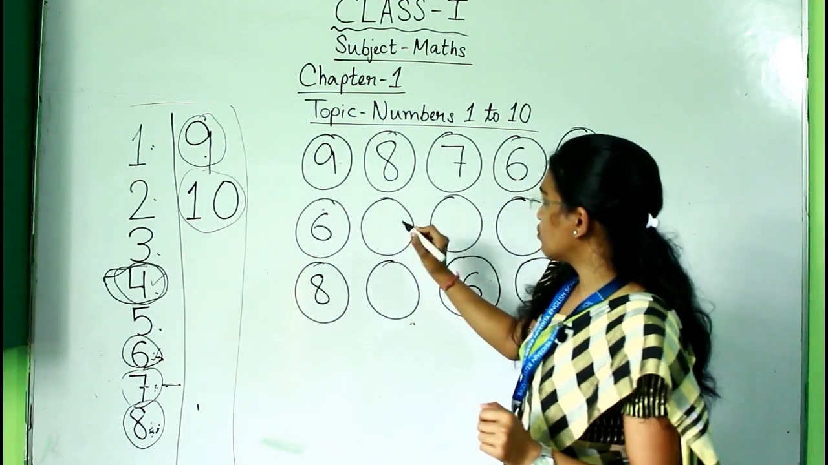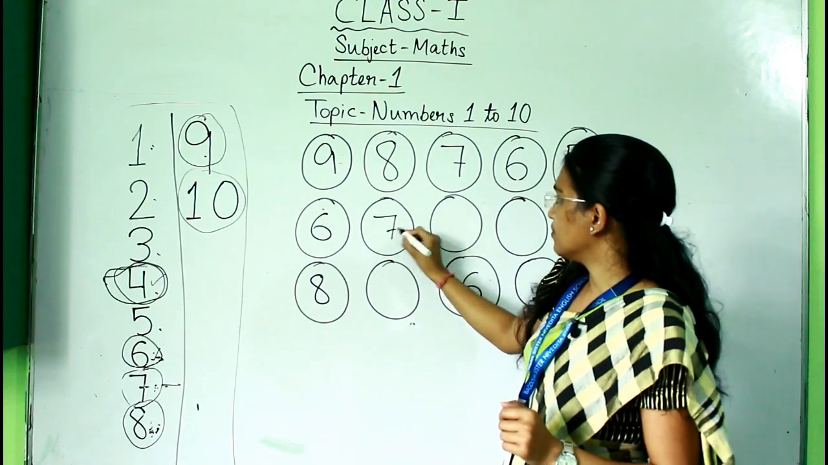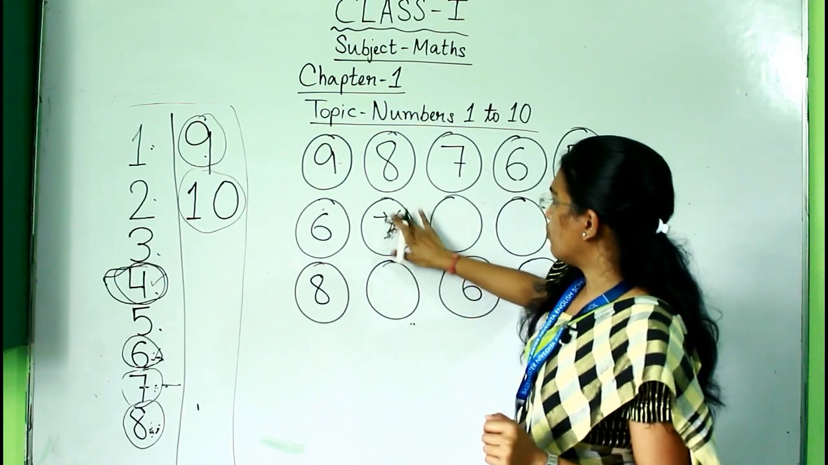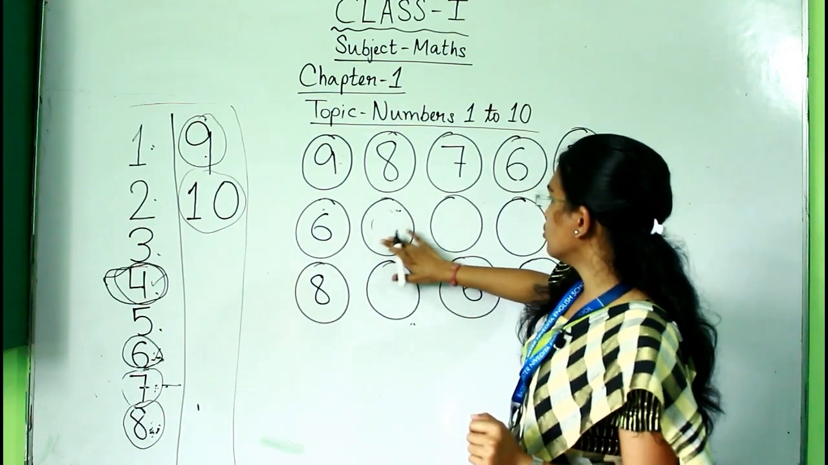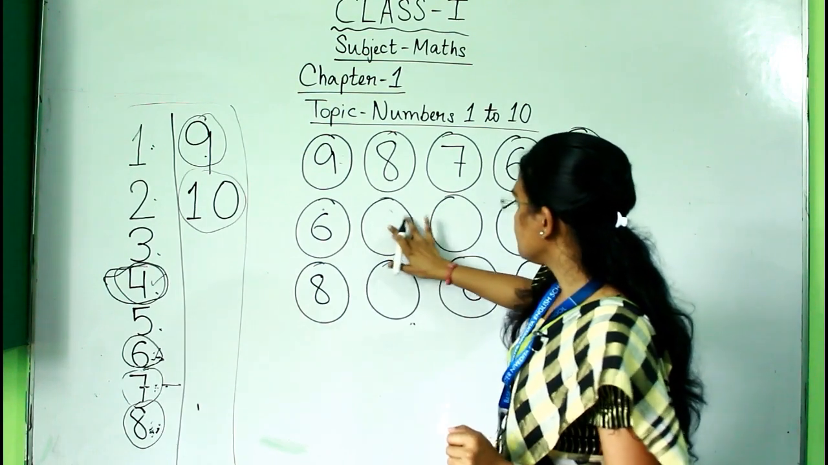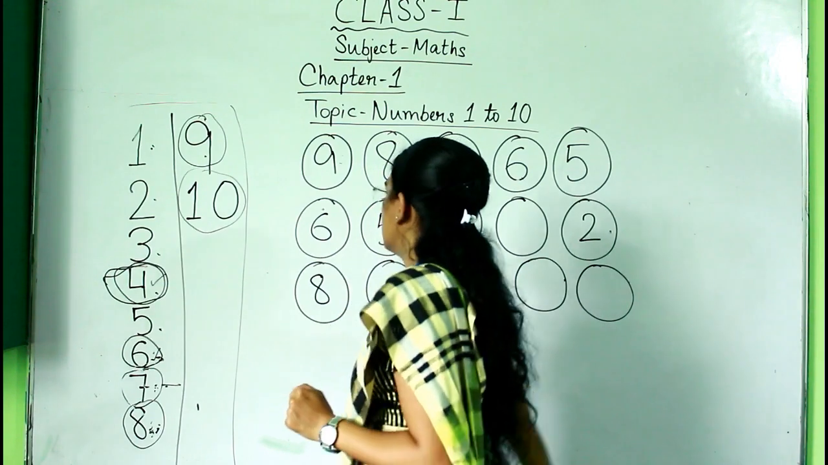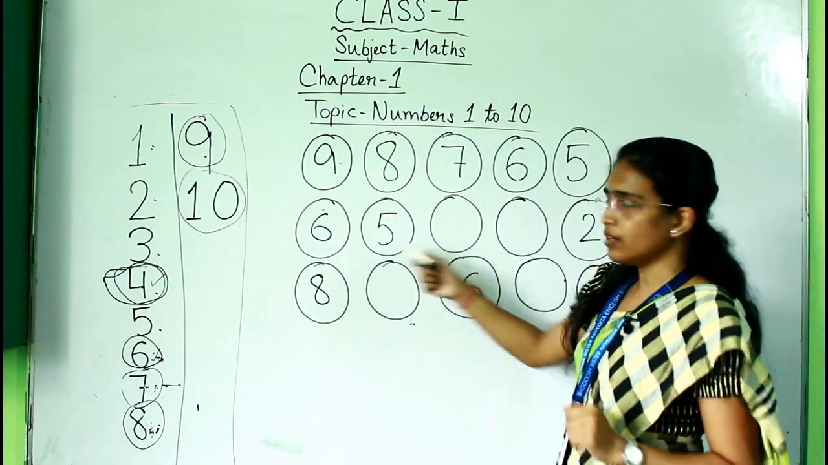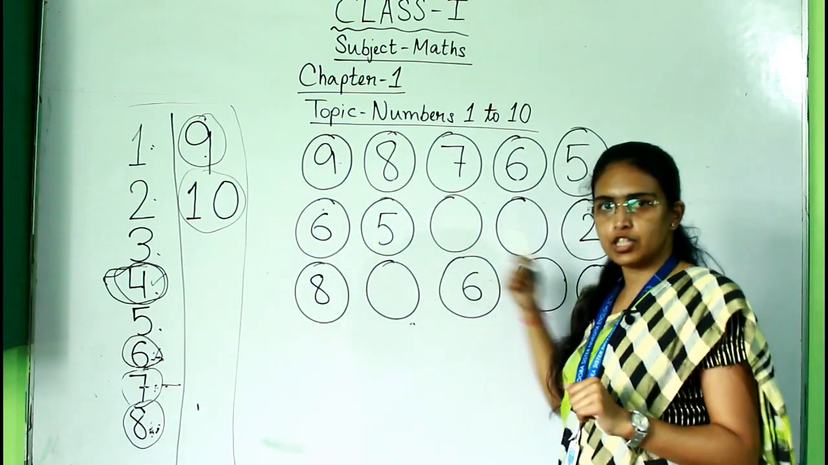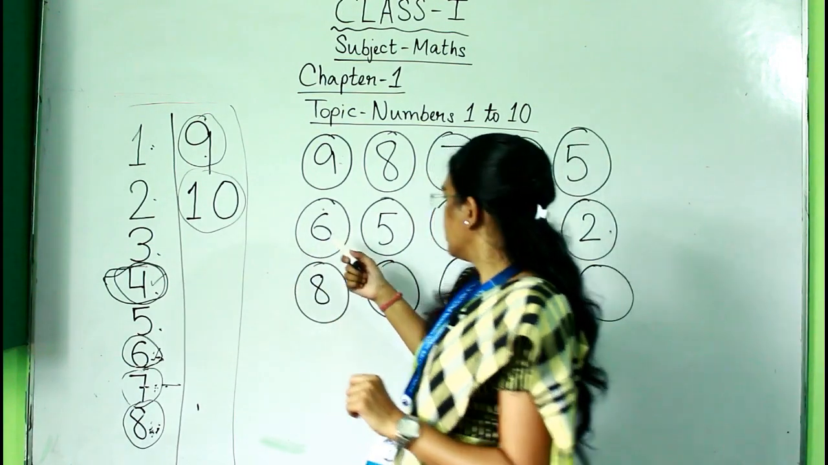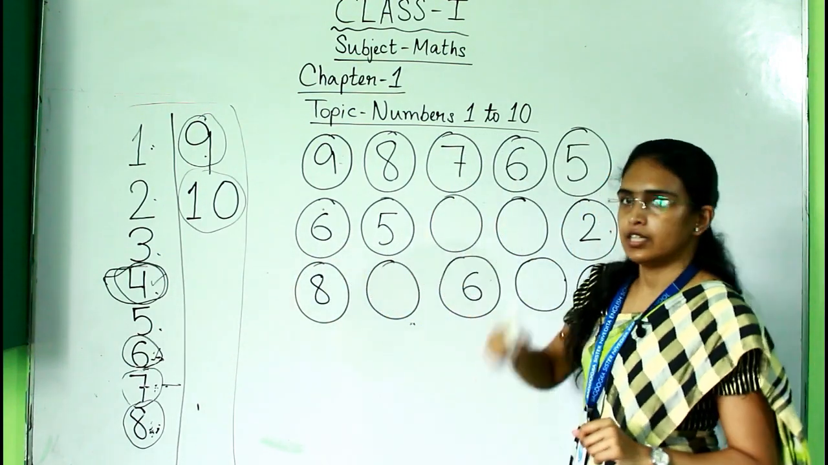So what we have to write here? 7? No. So what we have to write here? We have to write here number 5. Why? Because we are going backward. पीछे जा रहे हैं हम. इसलिए that's why we have to write in this way.